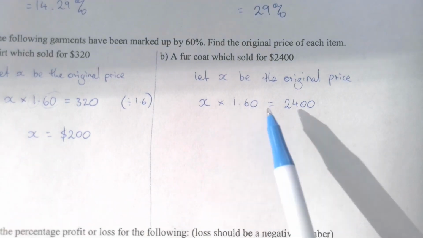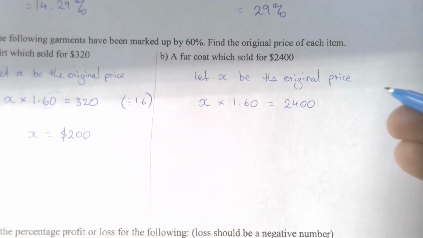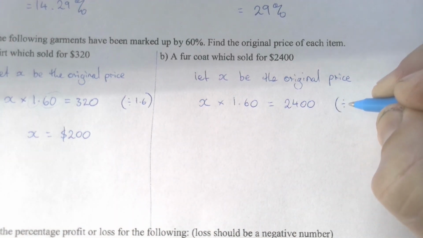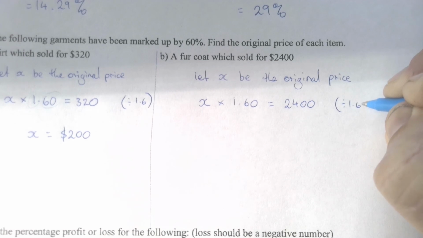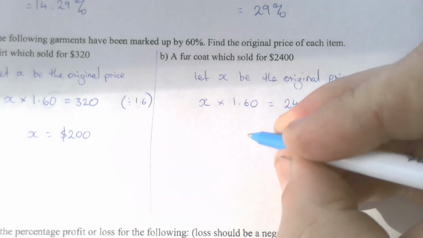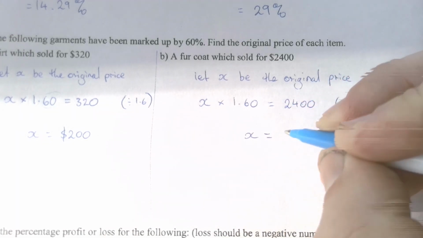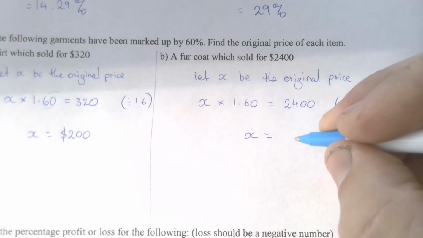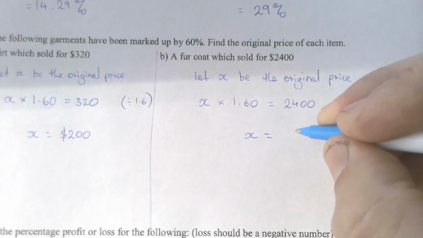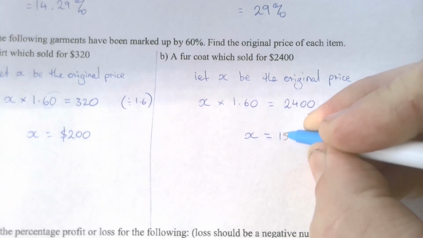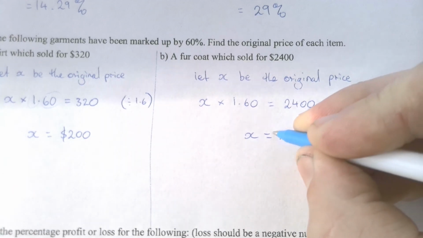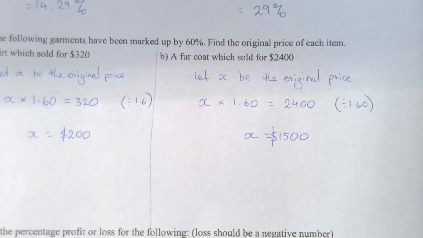And now we just use the balance method. It says times, so I'm going to divide. I'll divide both sides by 1.6. I can put that in my calculator and I'll be left with the original price, which was $1,500, not forgetting my units.